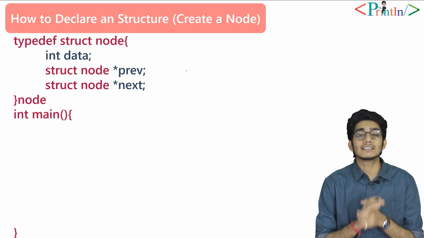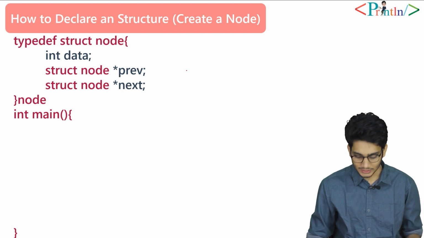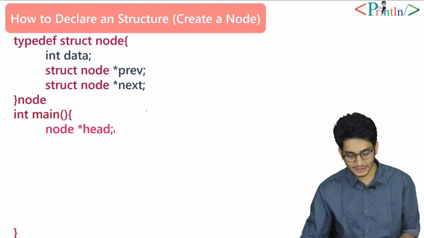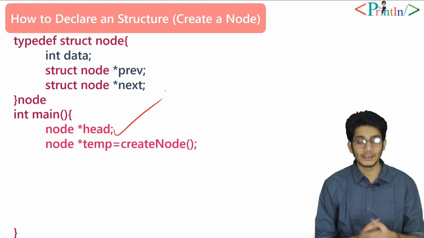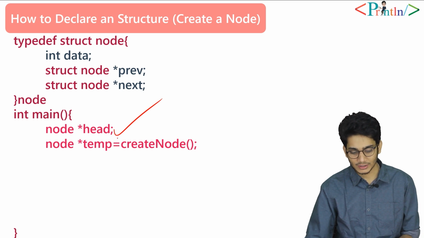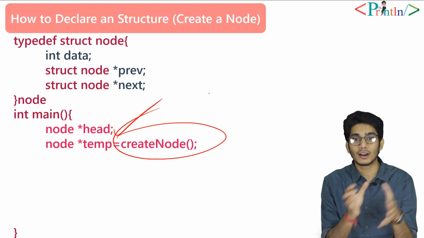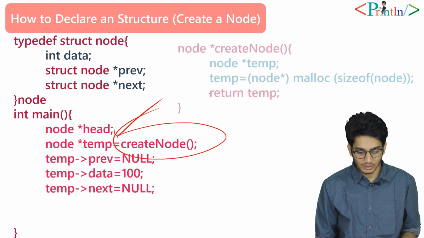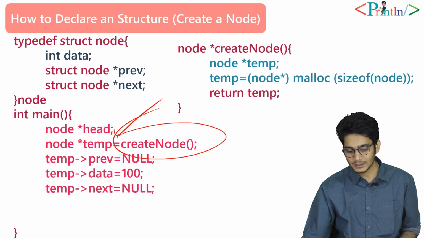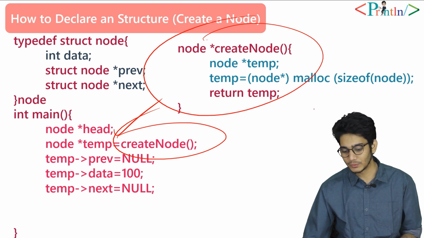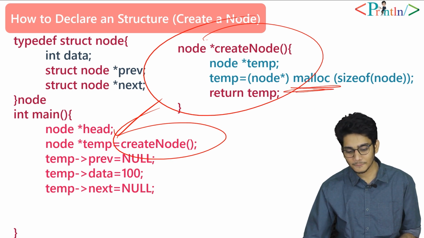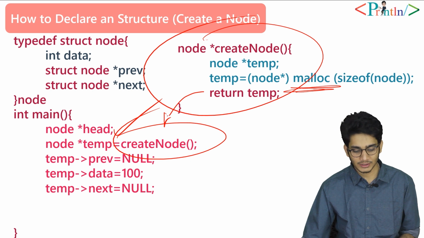For every linked list, at first what we need is a head pointer. So we'll declare a head pointer, then we'll allocate the memory. We have to call this create node function to allocate the memory for a particular node. As you can see, we have declared the function over here. We are allocating the memory using malloc and we are returning the value here.